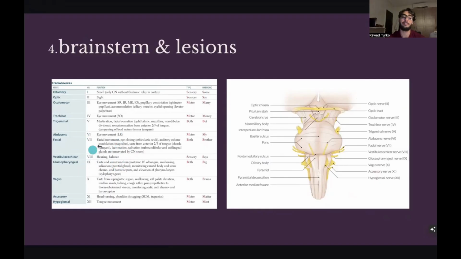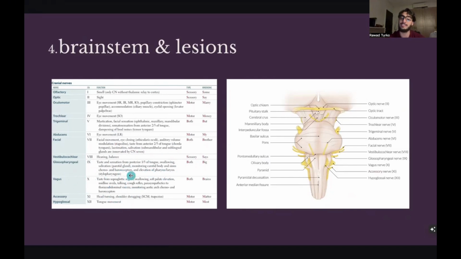Vestibulocochlear, which is cranial nerve 8, is for hearing and balance, so it's sensory. Glossopharyngeal, as we mentioned, parotid gland, so it's parasympathetic for salivation from specifically the parotid gland. Also carries taste and sensation from the posterior third of the tongue, and swallowing and carotid body and sinus chemoreceptors and baroreceptors, and elevation of the pharynx and larynx.